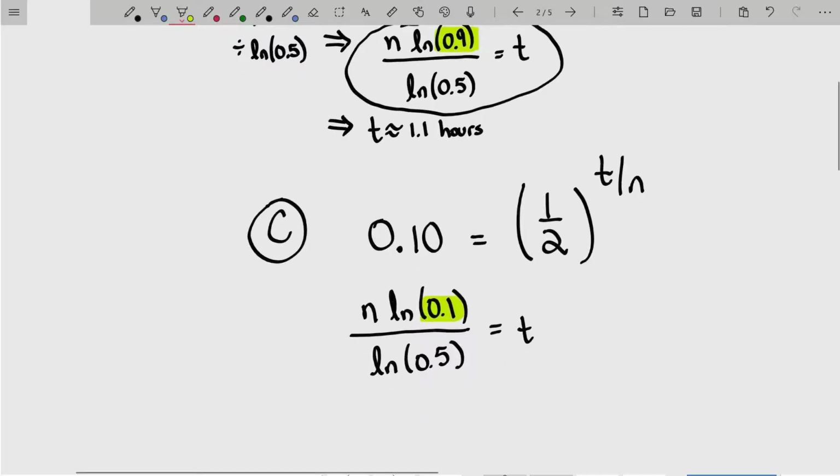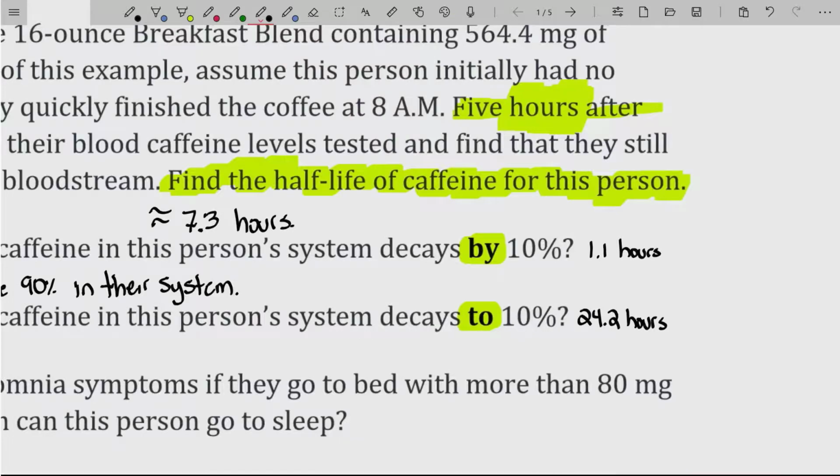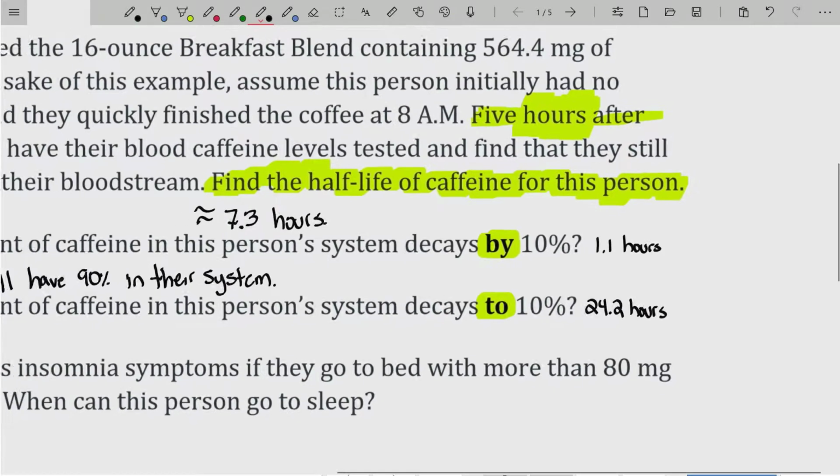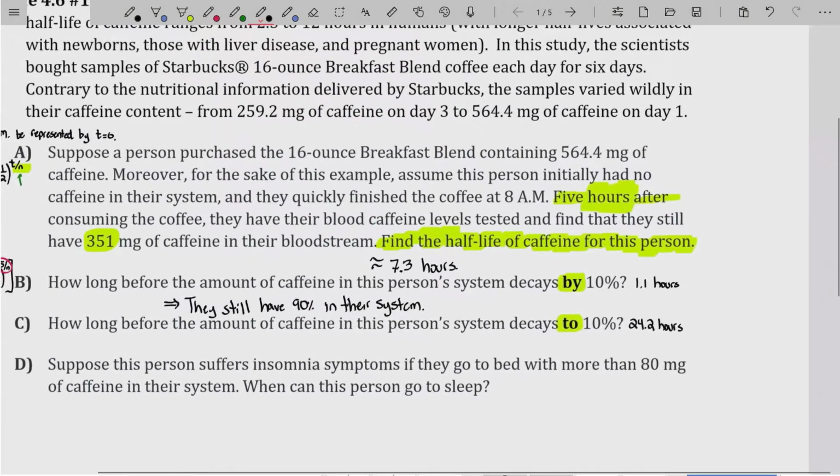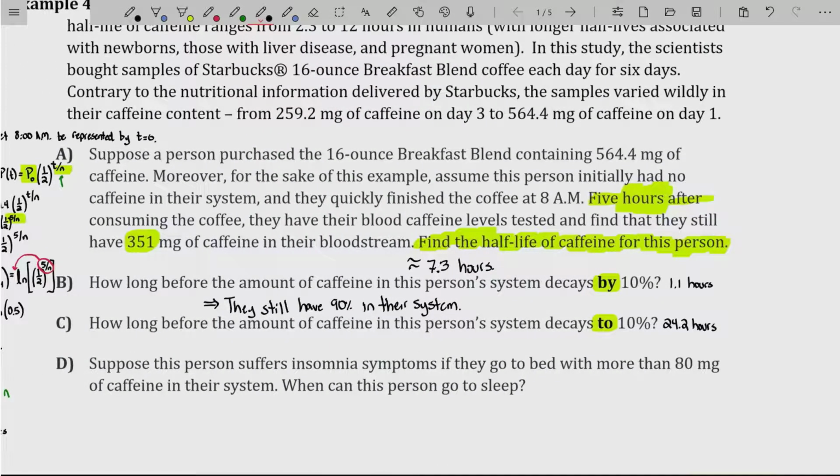So as we just saw there, the amount of time that needs to pass is roughly 24.2 hours before this person would have only 10% of caffeine remaining in their system. And there I just filled it in on that part. And then finally, part D. Suppose this person suffers from insomnia if they go to bed with more than 80 milligrams of caffeine in their system. Well, with that drink at 8 a.m., when can this person possibly go to sleep?